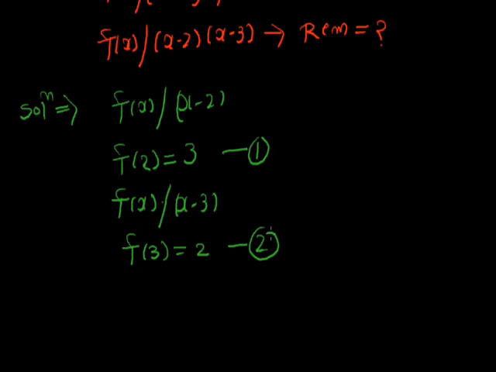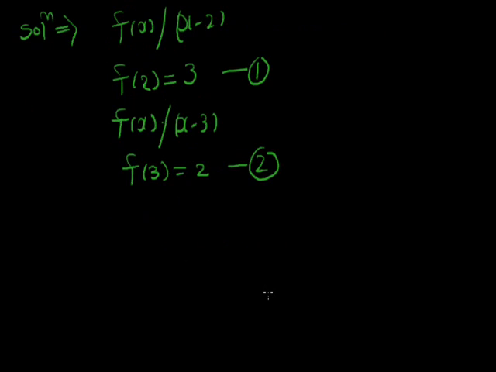I have made these equations on the basis of the question, because this information is available in the question. So I have made two equations. Now we have to find the remainder when f of x is divided by x minus 2 into x minus 3. So simply we can use the division algorithm. According to the division algorithm, what is our dividend? Here f of x is our dividend, because we are dividing f of x. And by what are we dividing f of x? By x minus 2 into x minus 3.